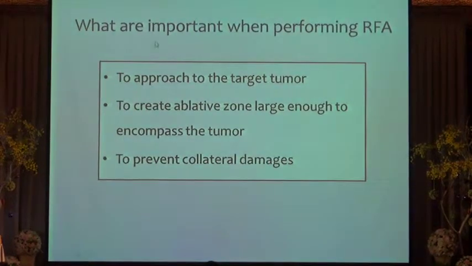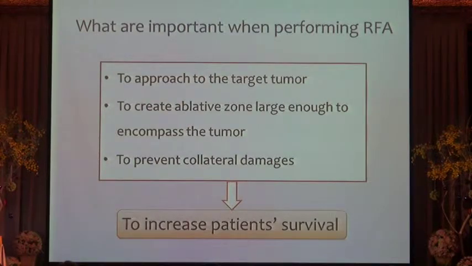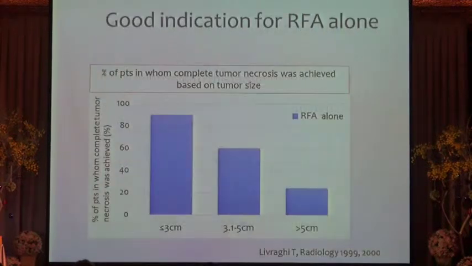This shows what is important when we treat HCC lesions by ablation. At first, we have to approach the target tumor precisely. Second, we have to create an ablative zone large enough to encompass the tumor, and we have to prevent collateral damage. These things lead to increased patient survival. Today, I would like to talk about the second topic, creating the ablative zone by using combination therapy.